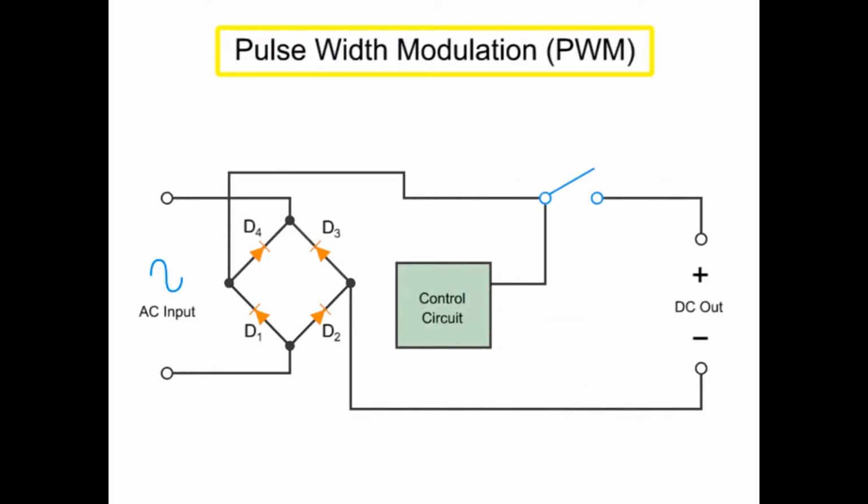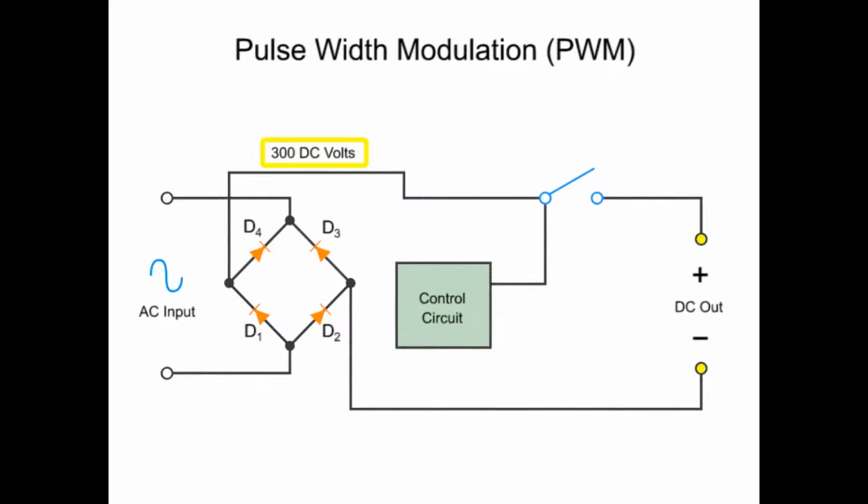Pulse width modulation, or PWM, is a method that uses digital signals to control power applications. In this example, a PWM uses a full-wave rectifier to convert an AC input voltage into a DC output level of 300 volts. A control circuit operating a DC switch turns the DC output on and off. This controller device can be an SCR or a powerful transistor.